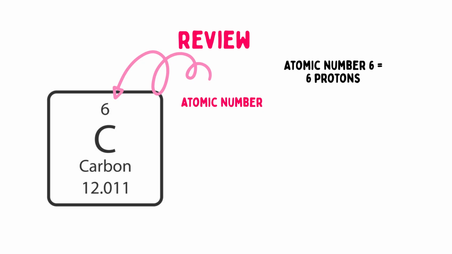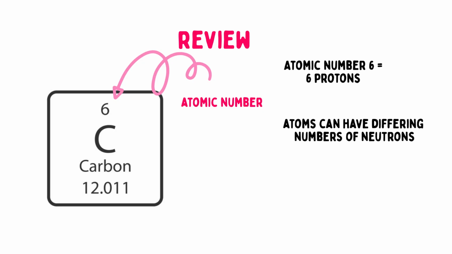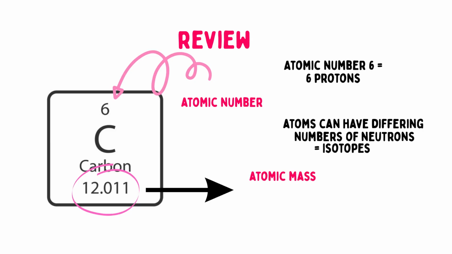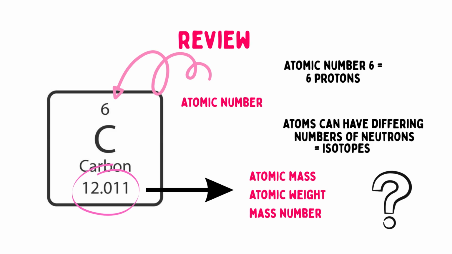But carbon atoms can have different numbers of neutrons, and atoms of the same element with different numbers of neutrons are called isotopes. When you look at the periodic table, you will see a number under each element, like carbon, which has a value of 12.011. Sometimes this number is called the atomic mass, sometimes the atomic weight, and sometimes used as the mass number to determine the number of neutrons an atom has. So how do we actually tell the difference between these terms? Let's break them down one by one.